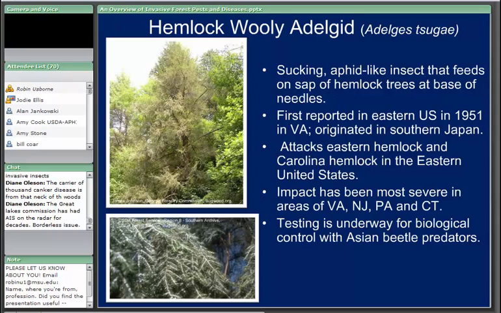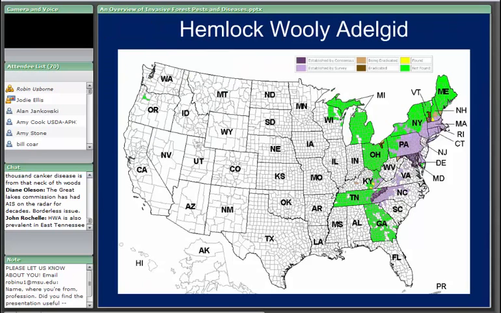And control of this thing is exceedingly hard. It's very difficult to control hemlock woolly adelgid with any kind of pesticide because it is an adelgid. And it's very, very hard to break through those little waxy coats that those guys put on. So they are testing right now with biological control using some predators, some tiny beetles from Asia that is showing a glimmer of hope.